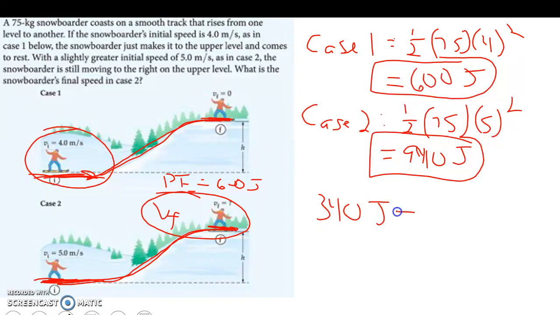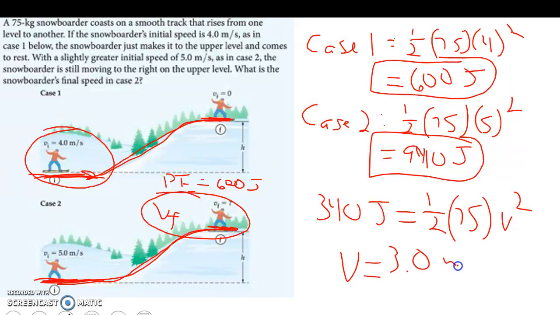340 joules left over. With 340 joules left over, we can find his final velocity just by making that equal to the kinetic energy equation, because that 340 left over after that 600 is going to be kinetic. And when I do the math for this, when I divide and take the square root, I get 3 meters per second.